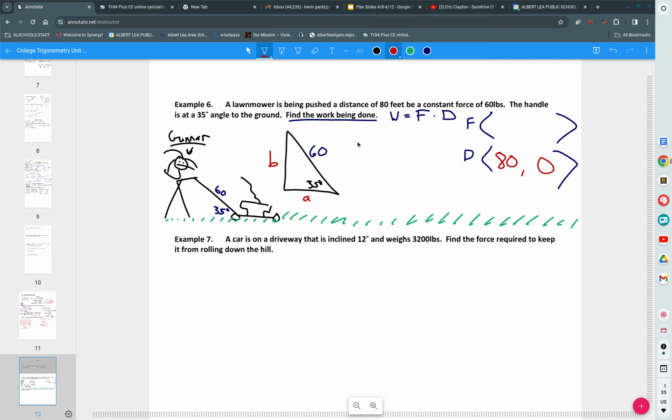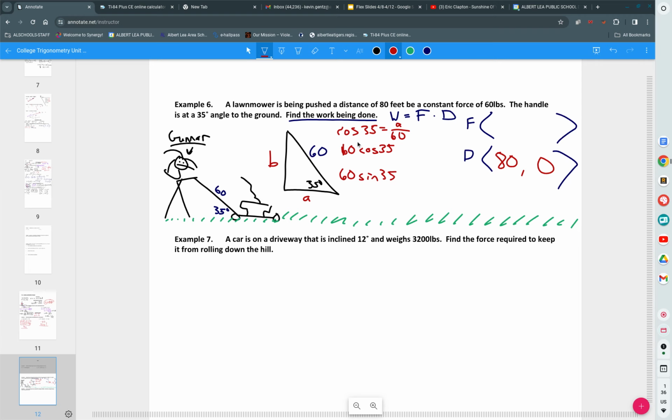What trig function involves side A? Cosine. Namely, the cosine of 35 degrees is equal to A over 60. If we want to solve for A, what would we do to both sides? Remember that the horizontal component is always the magnitude of the vector, in this case 60, times the cosine of the angle. The vertical component is 60 times the sine. Sine gives you the vertical component, because sine is the y value. Cosine gives you the horizontal component, because that's the x value.